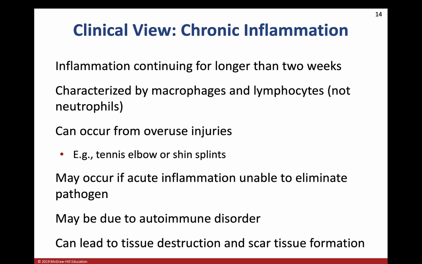What I want to address more often, which is a greater concern, are these inflammatory responses that are actually associated with autoimmune disorders. And the issue here is they can actually lead to the destruction of tissue, formation of scar tissue, okay? And also another thing that might stimulate this chronic inflammation is the inflammatory response is just not capable of eliminating the pathogen in question.